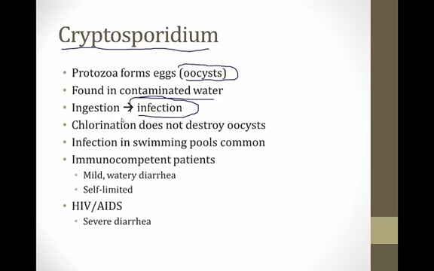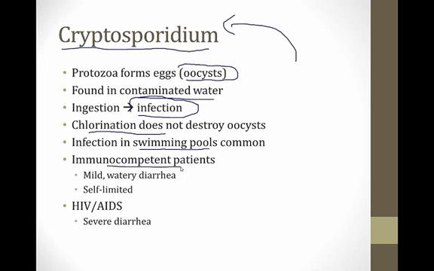One thing that's important to know is that chlorination does not destroy these oocysts, so infection has been reported in people who drink water from swimming pools. A lot of times little children will drink some of the swimming pool water, and even though it's chlorinated, they can still get this infection here. The biggest problem is in people with HIV/AIDS.